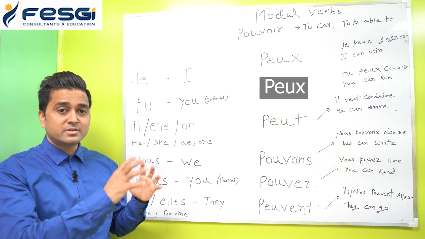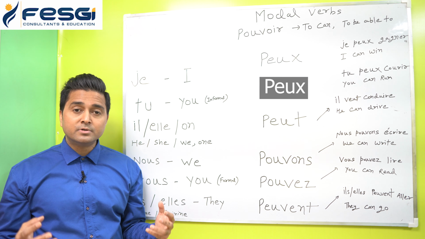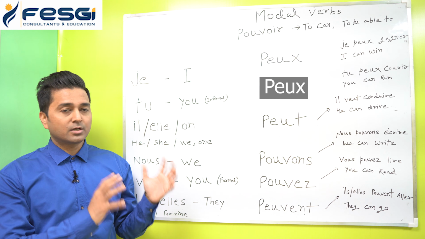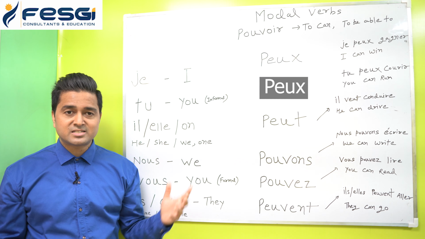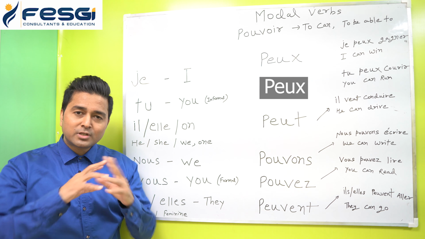So I hope you have thoroughly understood, and once more I can repeat: je peux, tu peux, il peut, elle peut, on peut, nous pouvons, vous pouvez, ils peuvent, elles peuvent. This is the conjugation, and you can make your sentences. Je peux gagner, je peux aller, tu peux écrire, tu peux faire toutes les choses.